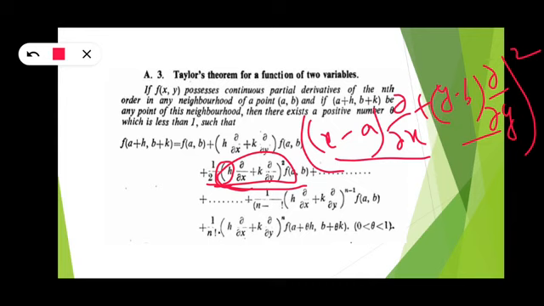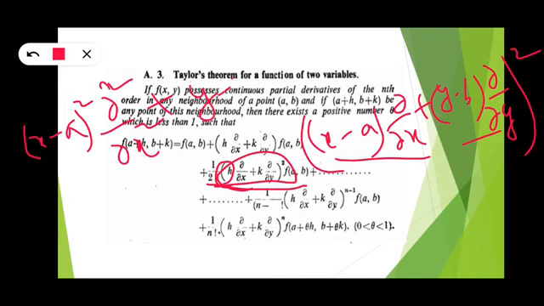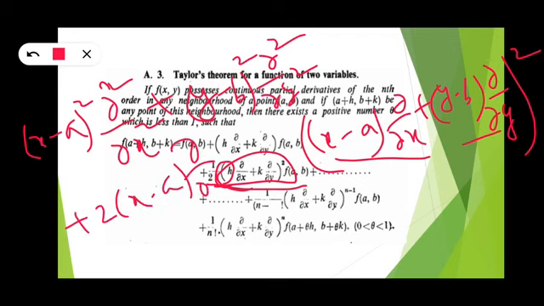So we write the formula (a + b) whole square, that is a square plus 2ab plus b square. So here we write (x minus a) whole square into dou square by dou x square, plus this is a square. Next, b square comes: (y minus b) whole square into dou square by dou y square, plus 2ab, that means 2 into (x minus a) into dou by dou x into dou by dou y, that means it can also be written as dou by dou x dou y.